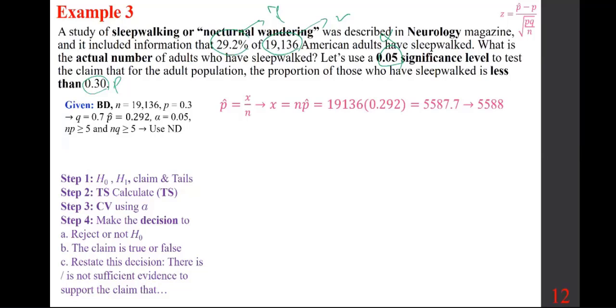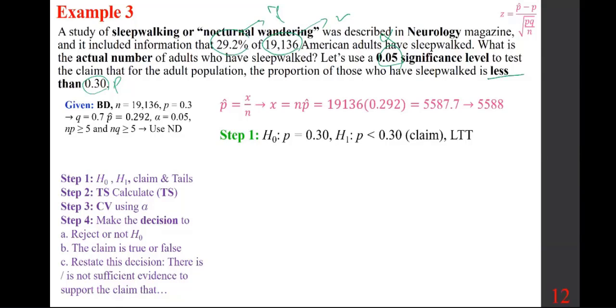H0: P equals 0.3 and H1: P less than 0.3. That is a left tail test, and that happened to be the claim also because we are checking this claim. Step 1: H0: P equals 0.3, H1: P is less than 0.3.